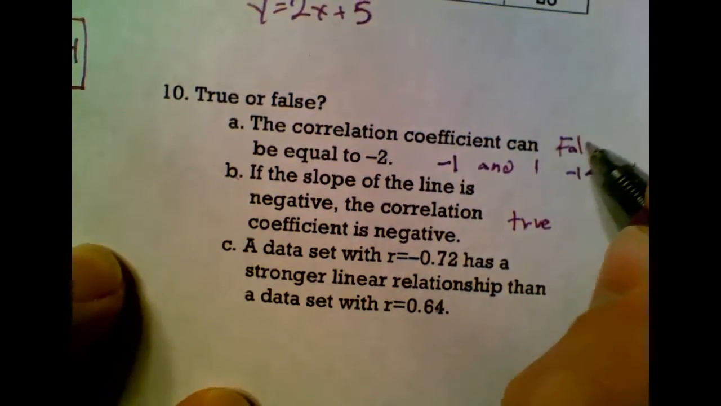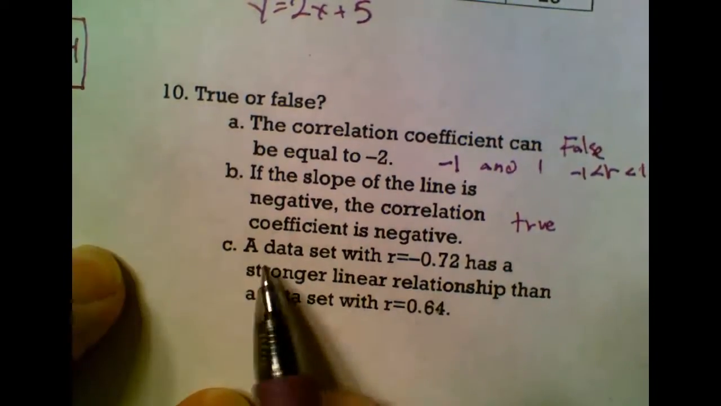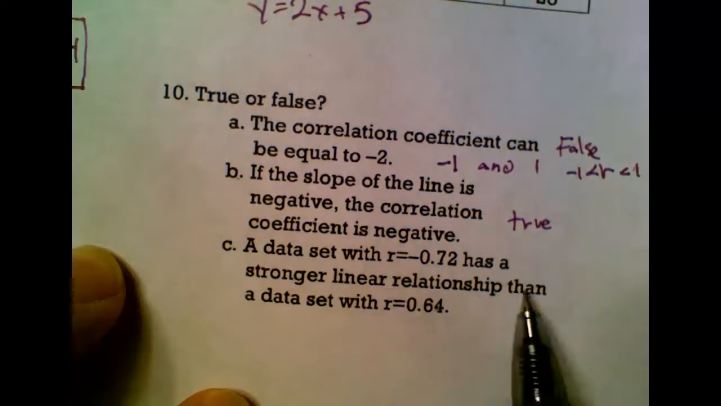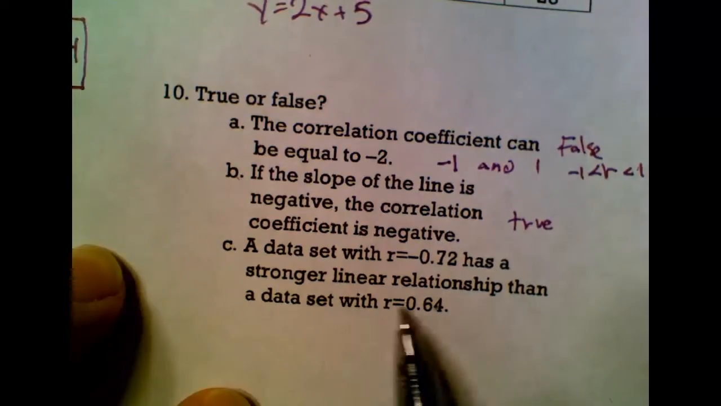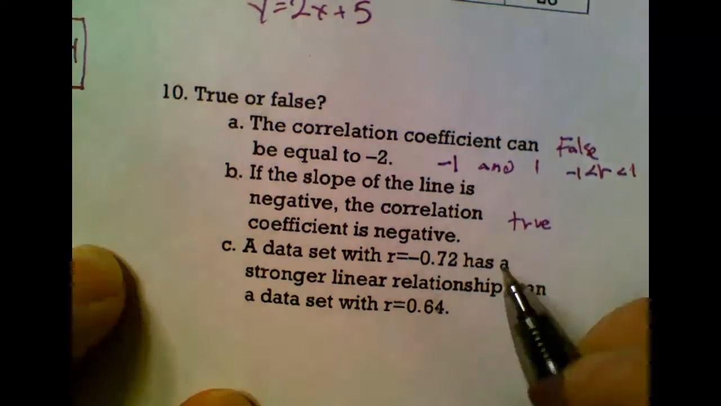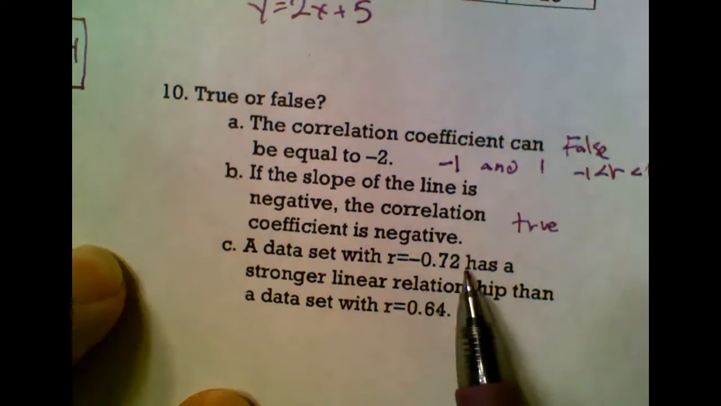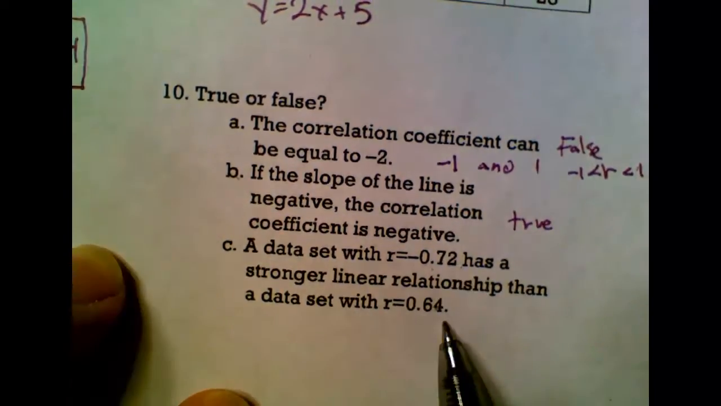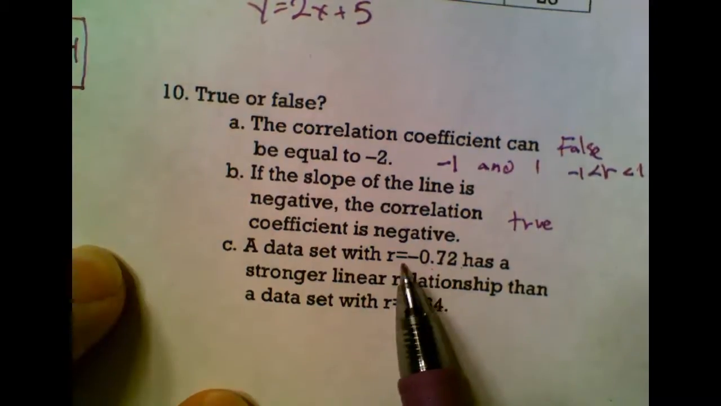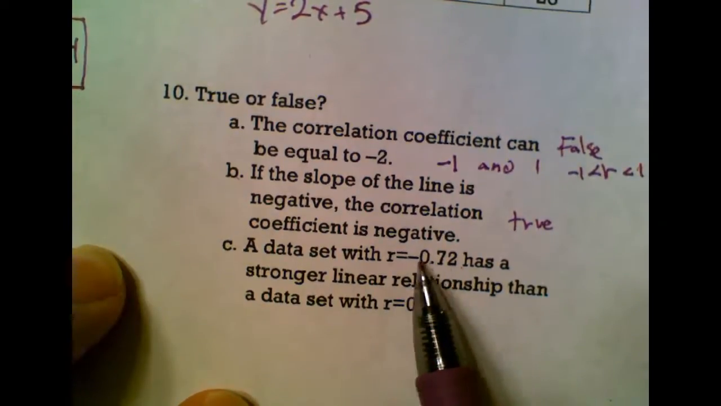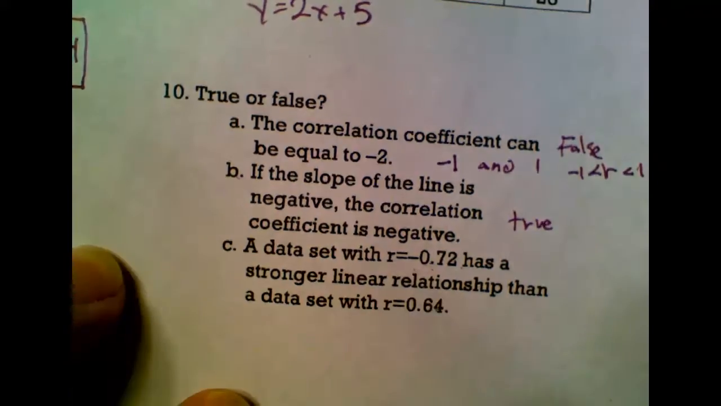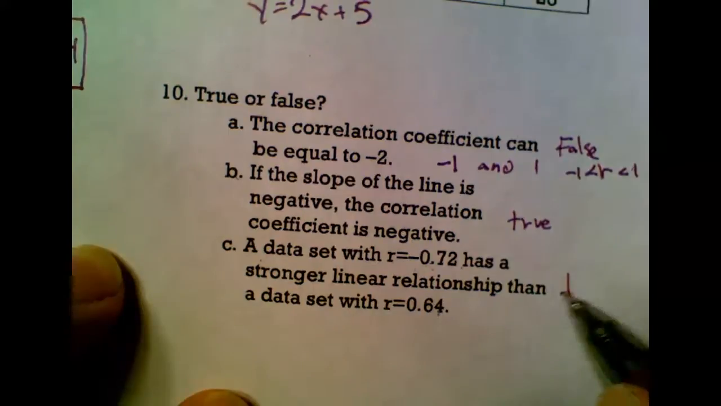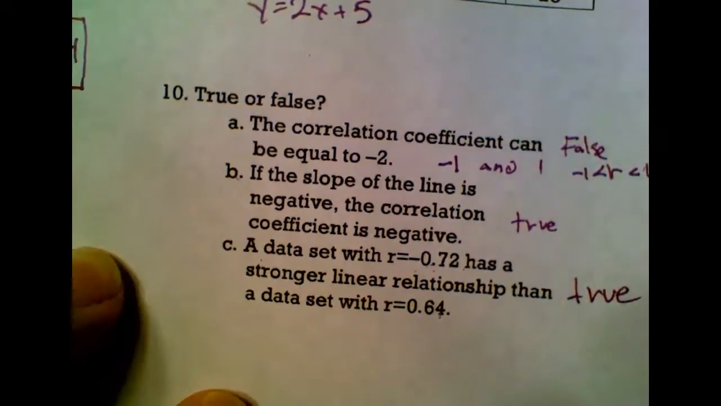This one also false. And lastly, a data set with an R of -0.72 has a stronger linear relationship than a data set with 0.64. Exactly, that is true. The stronger the relationship, the closer it is to -1 or 1. This is closer to -1 and this is closer to 1. Therefore, this has a strong relationship. Yes, it's negative. Doesn't mean it's not a strong relationship. It's a really strong negative relationship. So this is true. And that is the end of page 1.